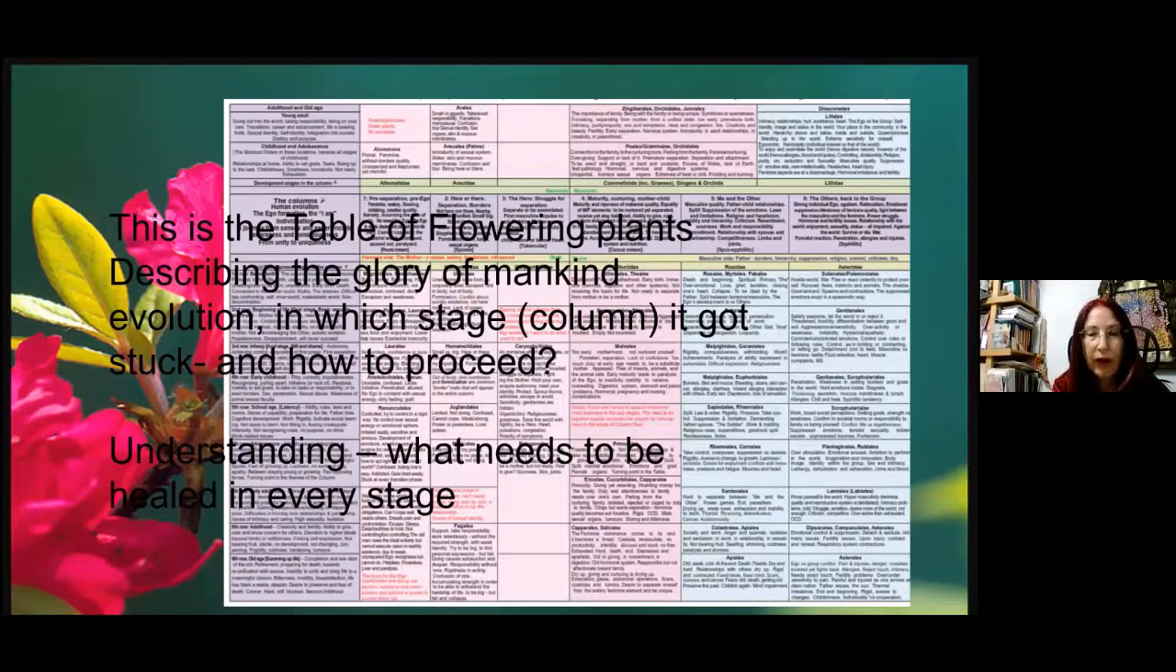So all in all, we will see that the table of plants, actually the flowering plants, not the ancient plants, describe the glory of mankind's evolution, not just the personal evolution, but mankind's evolution, humanity. And again, in which stage it got stuck, how to proceed, and most importantly, what needs to be healed in every stage, in every case. Because if you know where you are in the table, then you know where you're coming from, where you're going to, and what the problem is, what needs to be healed.